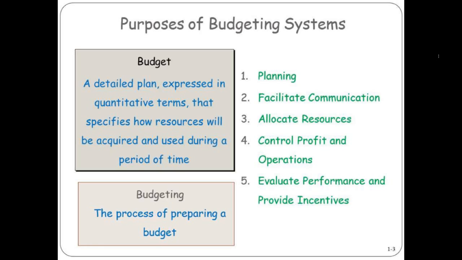So, the purpose of a budgeting system. First of all, what is a budget? It's a detailed plan expressed in numbers that specifies how resources will be acquired and used during a period. So a budget is both, we'll think about it from a manufacturing perspective, we need to buy 100 pounds of this raw material, and we expect that 100 pounds of that raw material will cost a certain amount of money. So it's both in terms of quantities and dollars.